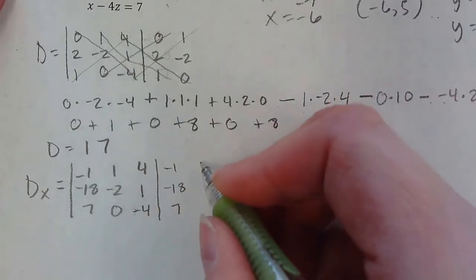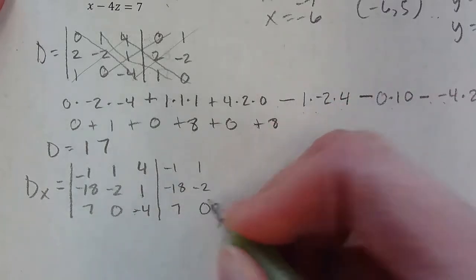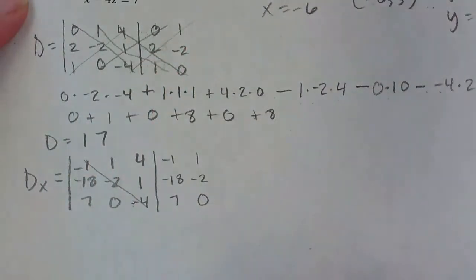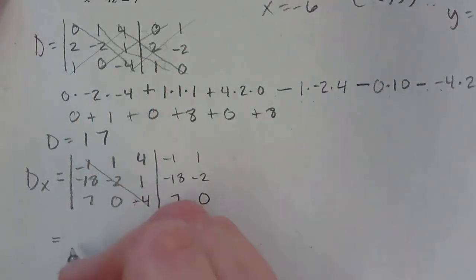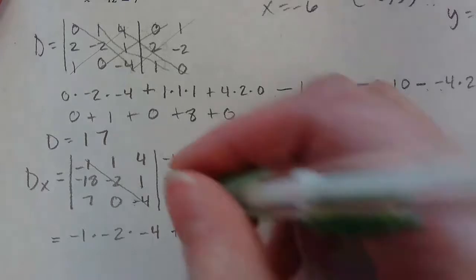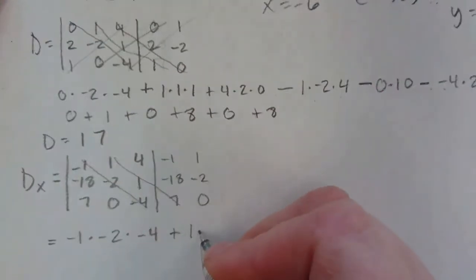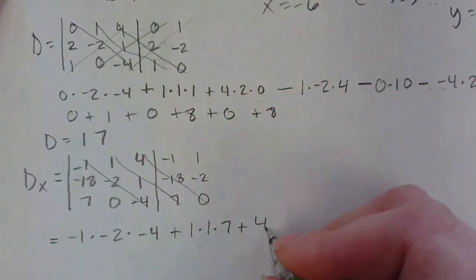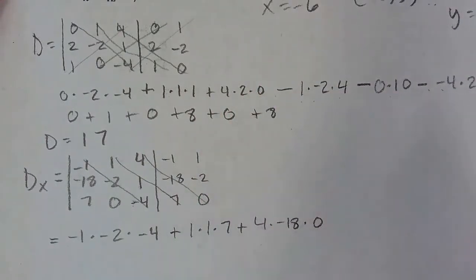And I'm just rewriting my first two columns. And then we'll do our diagonals. It doesn't matter how many times I do this, I'm always drawing my diagonals. It's just all those little things that help us to make fewer mistakes. So there's my first diagonal: plus 1 times 1 times 7, plus 4 times -18 times 0.